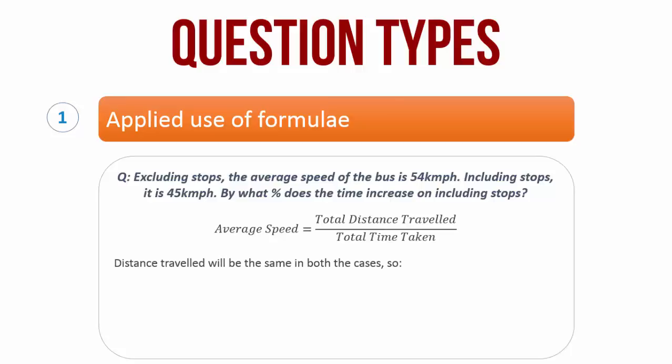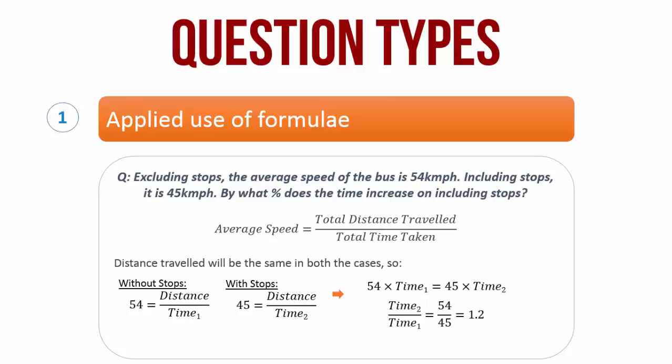Now the distance travelled will be the same in both cases as it is the same journey just taking different times. So without stops we have 54 equal to distance by time. With stops we have 45 equal to distance by time. We need to know the percentage by which time increases on including stops.